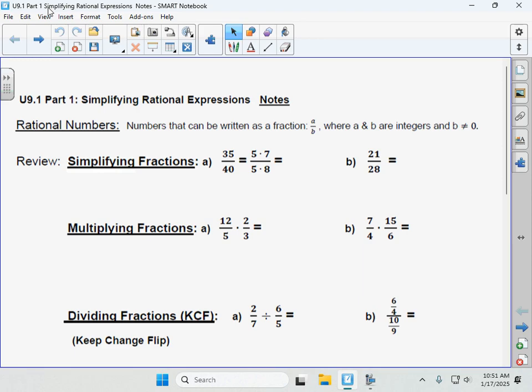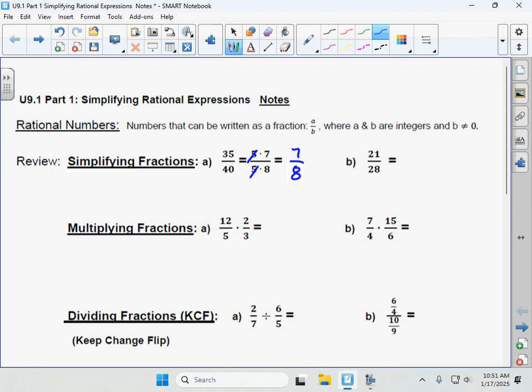All right, so what we want to do is review simplifying fractions, and then we can also simplify multiplying and dividing. If we have the fraction 35 over 40, we want to simplify that. We can see that 5 goes into both of them, so we can divide top and bottom by 5. That just means we're canceling out the 5s, because 35 is really 5 times 7, and 40 is 5 times 8. So this simplifies down to 7 over 8.